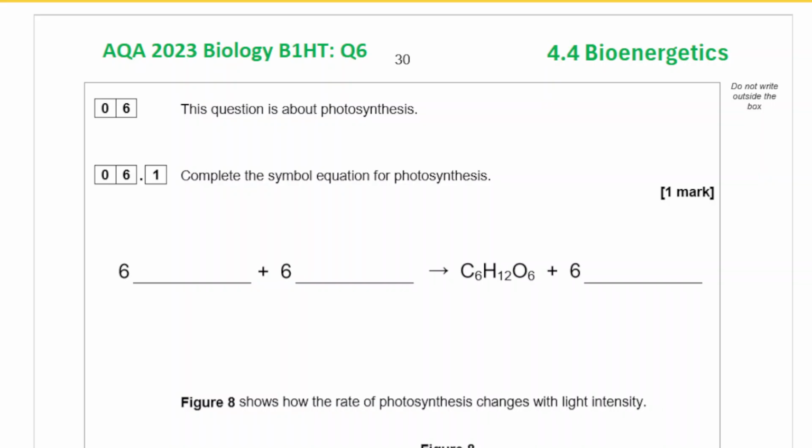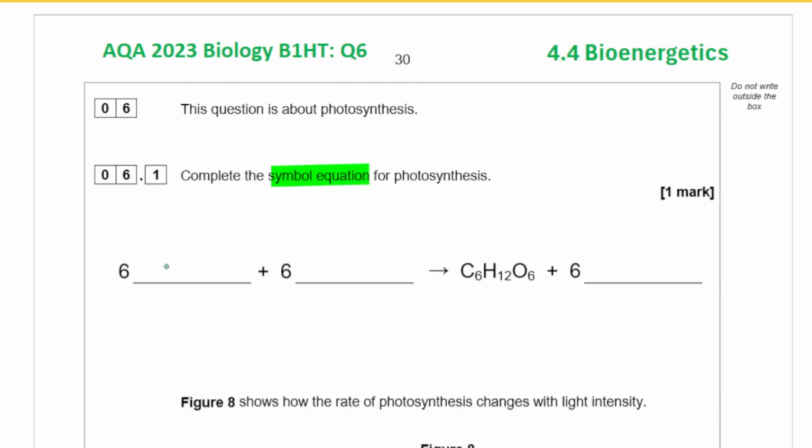In this video, I'm going to go through the AQA Biology Paper 1 Higher Tier, question number 6, which is on the topic of bioenergetics. This question is about photosynthesis. Complete the symbol equation for photosynthesis. So they've already given you a balanced equation. So they're asking merely for the reactants and one of the products. And it's a symbol equation. Remember, not the word equation. So you're not going to get any marks if you write the word equation.